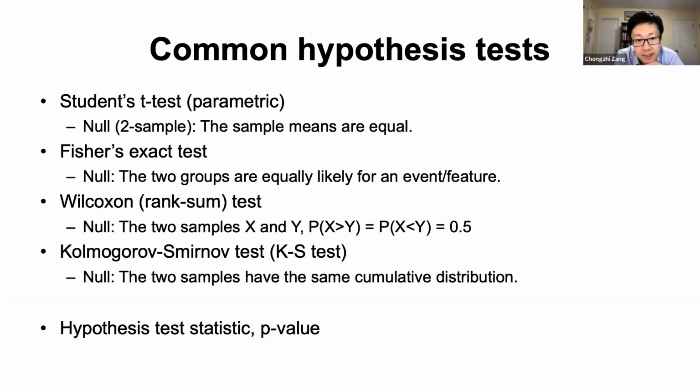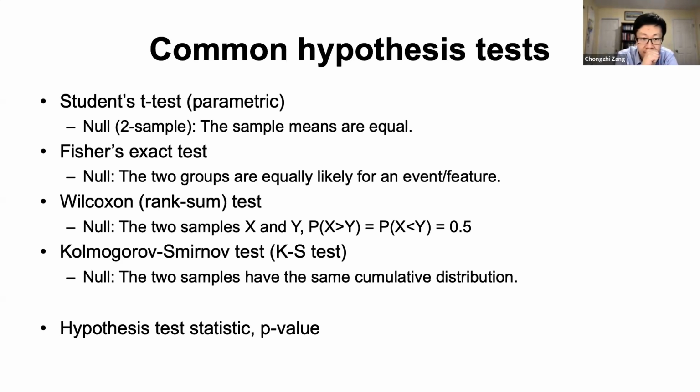There are certain types of commonly used hypothesis tests, including Student's t-test. All the hypothesis tests fall into two categories: parametric tests and non-parametric tests. A parametric test means that in the statistical model, or in the null hypothesis, there are certain parameters.